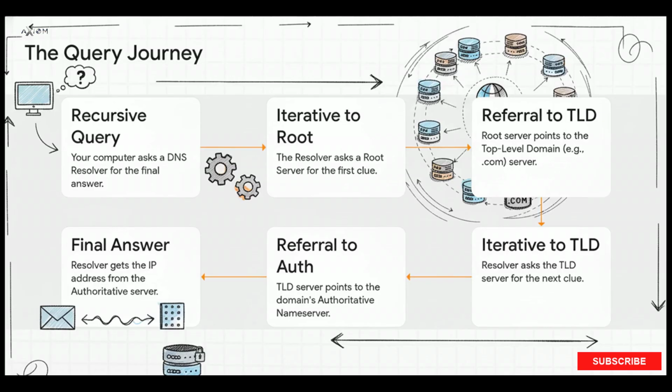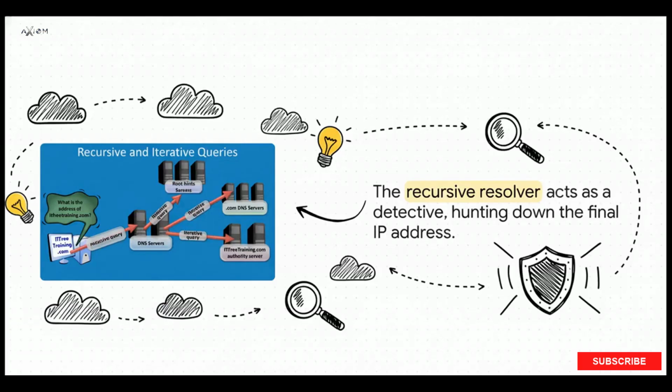These are like the ultimate directories for the internet. The root server says, I don't have the final answer, but I know who handles all the .com addresses. Go talk to them. That's clue number one. So the resolver then goes and asks the .com server. That server says, nope, not me, but I know the exact server that's in charge of the specific website you want. Clue number two. Finally, the resolver makes one last trip, asks that authoritative server, and that server gives it the final IP address.